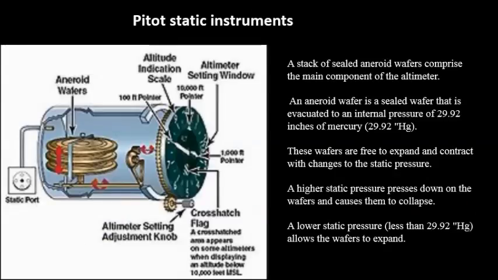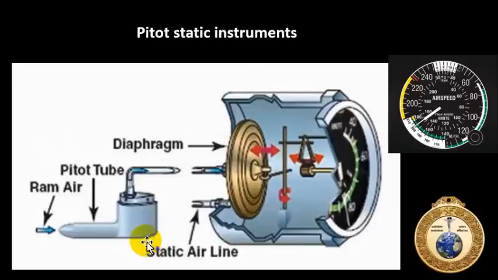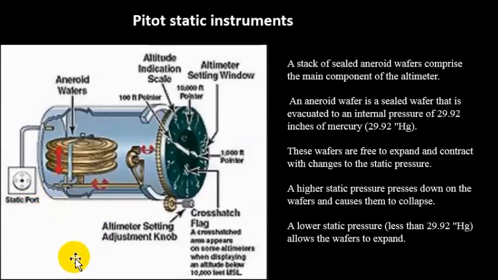The altimeter, similarly, does not get any information like this instrument from ram air, but just a static line. So as the static port comes in, it feeds the outside, or the instrument case. Now you have what we call aneroid wafers, and these things are sealed up at a sea level pressure of 2992, which is our standard atmosphere.